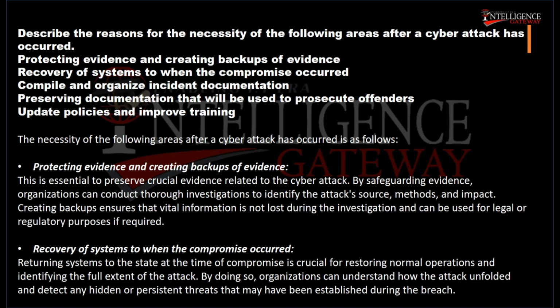Describe the reasons for the necessity of the following areas after a cyber attack has occurred: protecting evidence and creating backups of evidence; recovery of systems to when the compromise occurred; compile and organize incident documentation; preserving documentation that will be used to prosecute offenders; update policies and improve training.